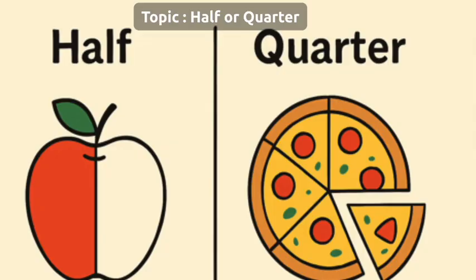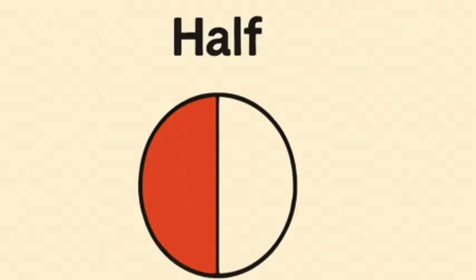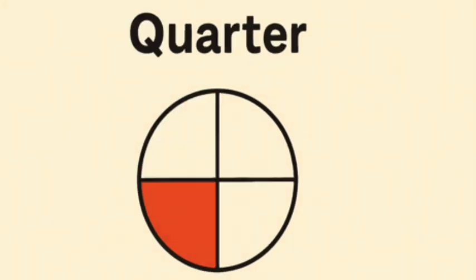Next topic, halves and quarters. Let's learn about halves and quarters. Half means something is split into two equal parts. Quarter means something is split into 4 equal parts.